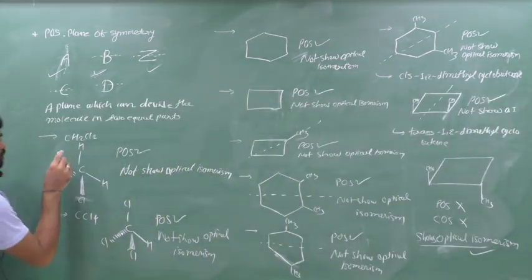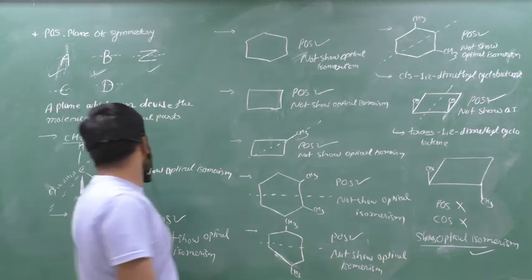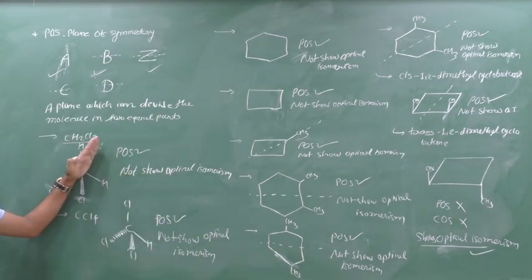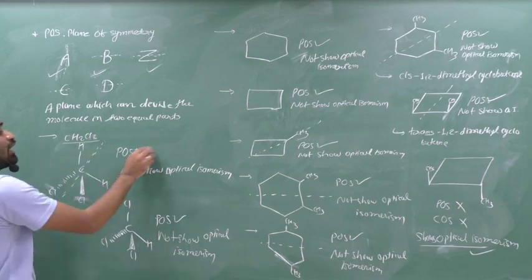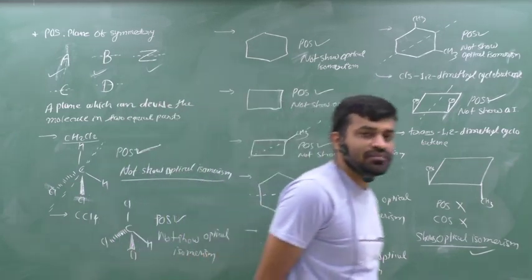The first example we can study here is CH2Cl2. If we pass the plane like that, then it can divide into two equal parts. Therefore, you can say that it has a plane of symmetry and does not show optical isomerism.